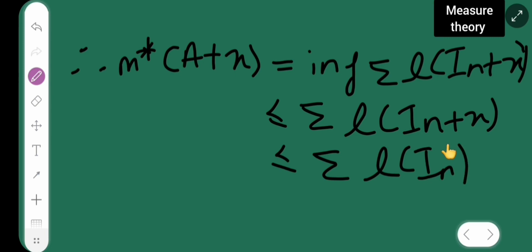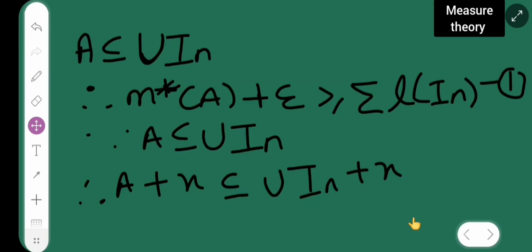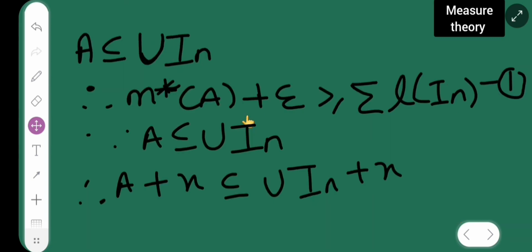Now this is less than or equal to the outer measure of A plus epsilon, by 1. Let me explain how I got this. The summation of the length of I_n is less than or equal to m star of A plus epsilon, that's what I have written over here. So this is less than or equal to the outer measure of A plus epsilon by 1. We got it from this one.